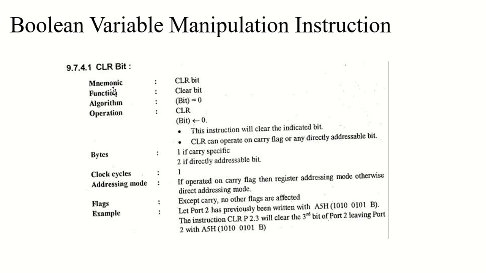When we come to seeing an example, let's say port 2 has previously been written with A5H, and the instruction CLR P2.3 will clear the third bit of port 2. So one more time, if the instruction CLR P2.3 gets executed, it will clear the third bit of port 2.